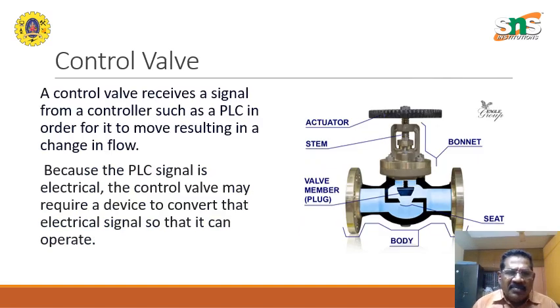The control valve receives a signal from the controller, such as a PLC, in order for it to move, resulting in a change in flow. You want to regulate the flow based on something. Generally, such things are used in fountains, okay, the amusement parks, etc. In fountains, because the PLC signal is electrical, the control valve may require a device to convert that electrical signal so that it can operate.